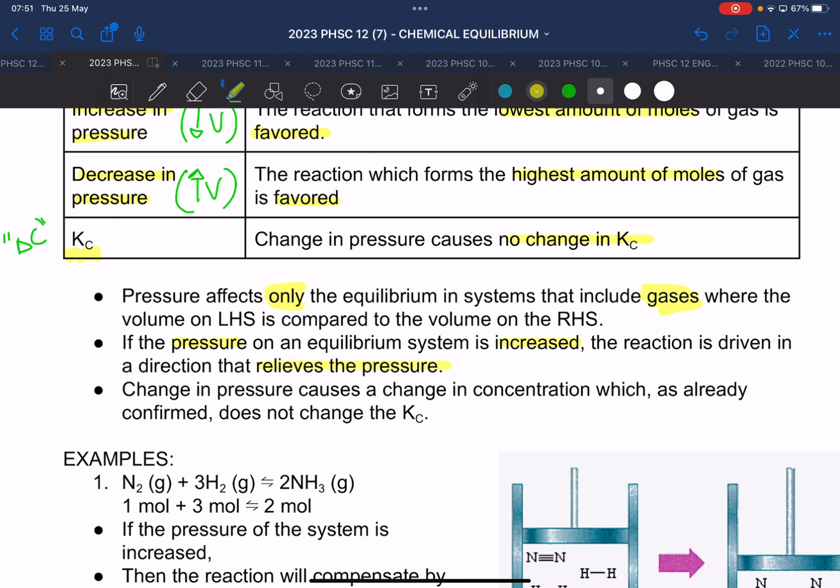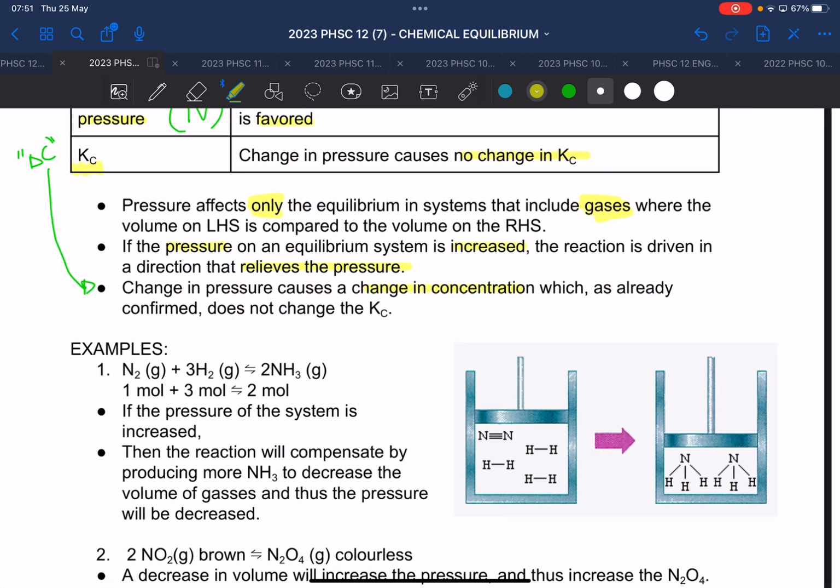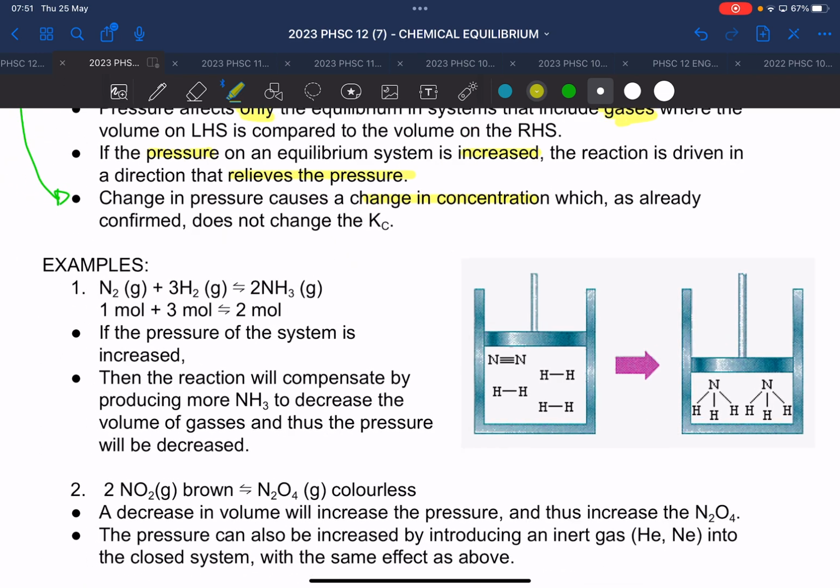Okay, and what I said here is that a change in pressure actually causes a change in concentration, and as already confirmed, that does not change the Kc value. Okay, so let's look at the first reaction here.